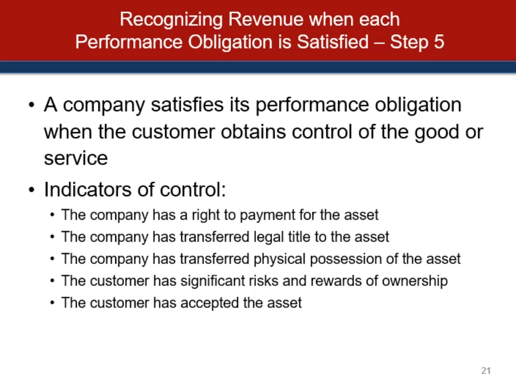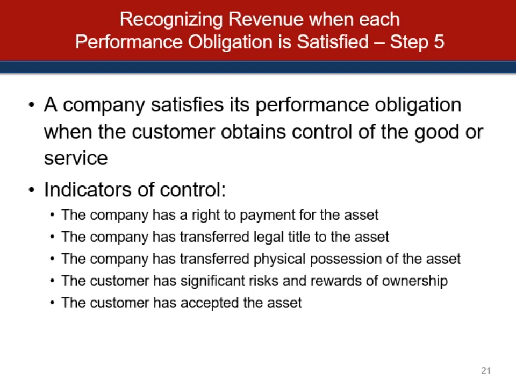Control also includes the customer's ability to prevent other companies from directing the use of or receiving the benefits of the asset or service. So it's not only that you can, it's that others can't. Note the amount of revenue that the company recognizes would be the amount allocated to the satisfied performance obligation, and other performance obligations may still remain outstanding.